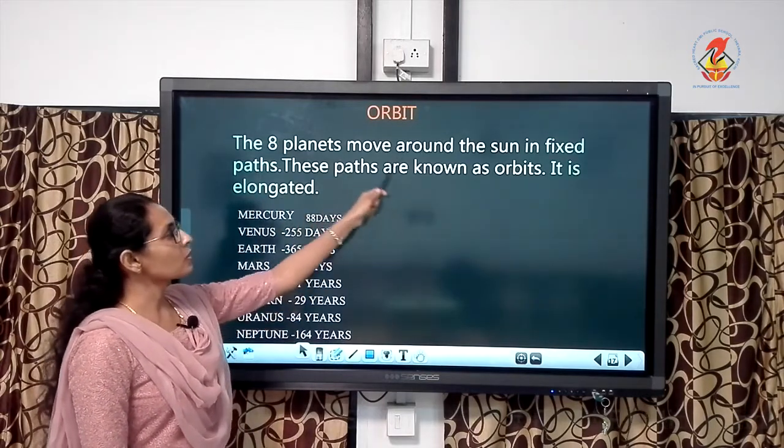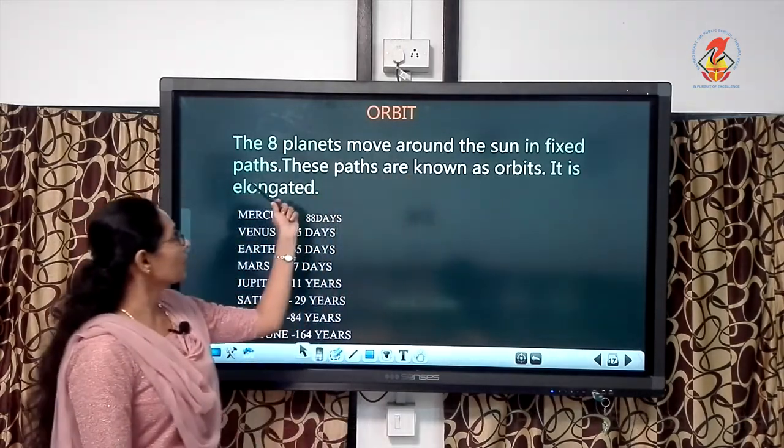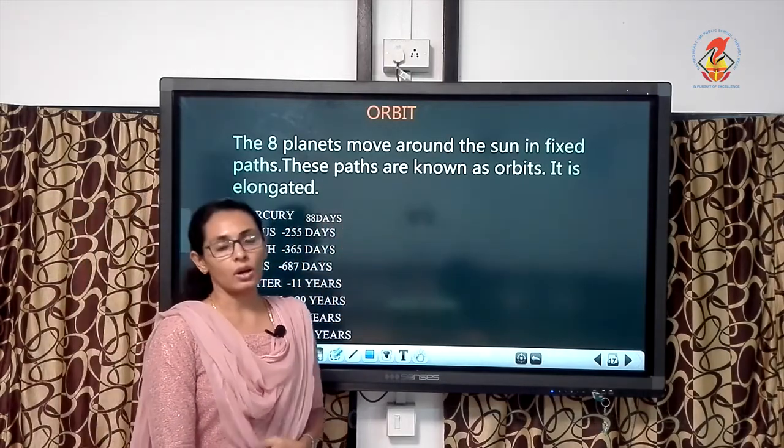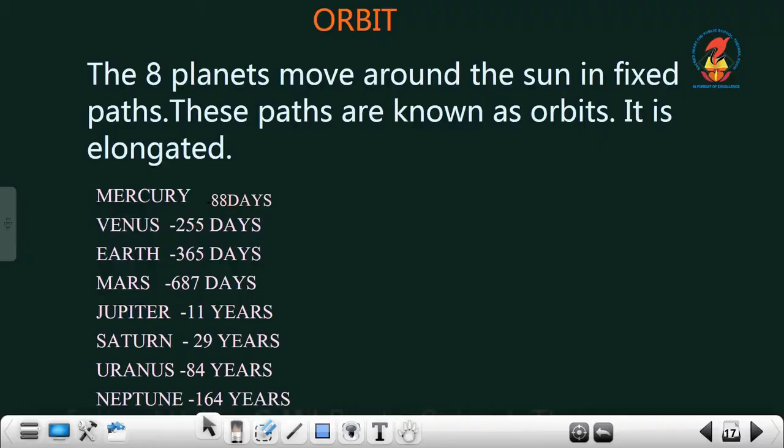The 8 planets move around the sun in a fixed path. These paths are known as orbits, and each is elongated. Elongated means it is not perfectly round. Clear? So what do you mean by orbit? It is an elongated path that goes around the sun, a particular fixed path along which the planets move.